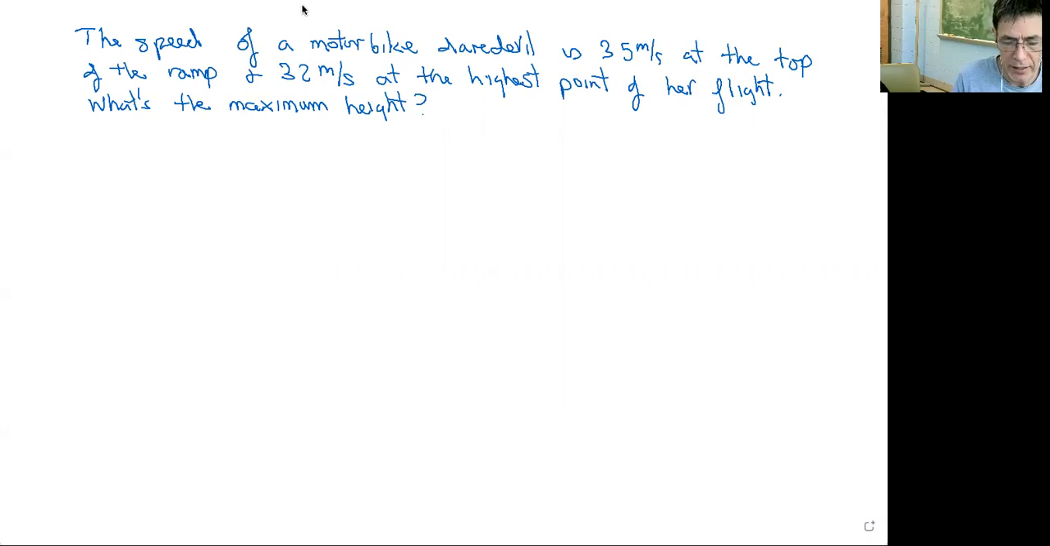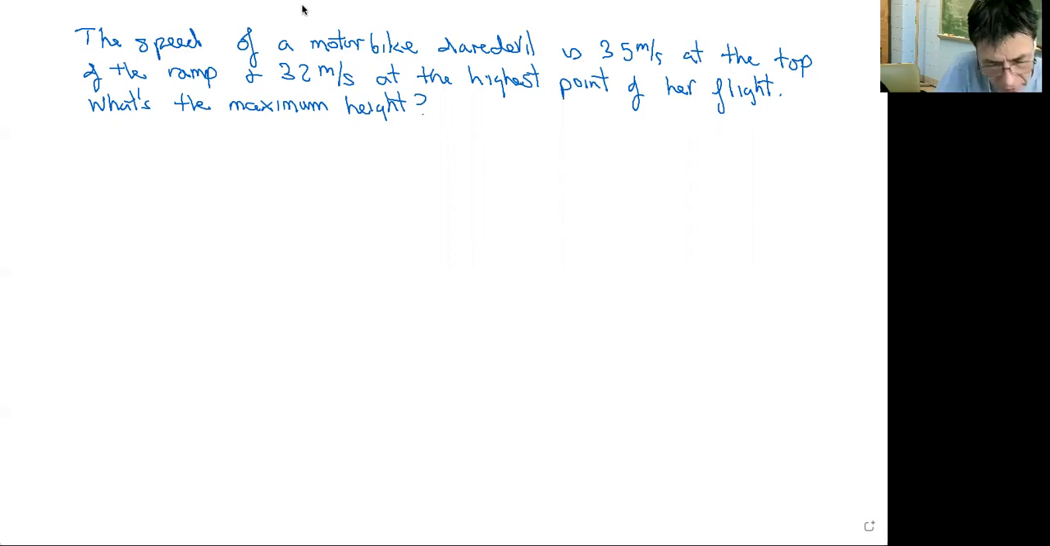In this particular problem, we have a motorbike daredevil. Imagine I'm a motorbike daredevil, and I ride my bike from the launch ramp into the air, and I leave the launch ramp at 35 meters per second speed, and at the highest point I'm traveling at 32 meters per second speed. And based on those two speeds, we're going to calculate the height that I rose to after leaving the launch ramp.